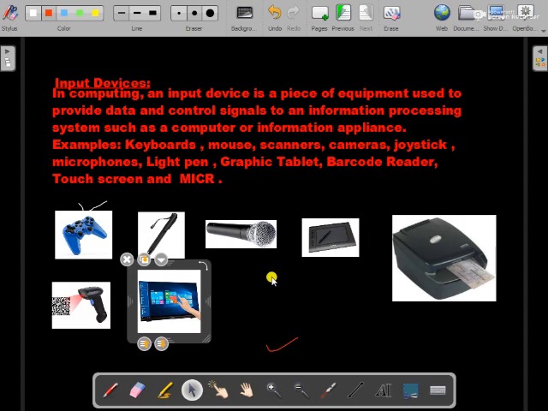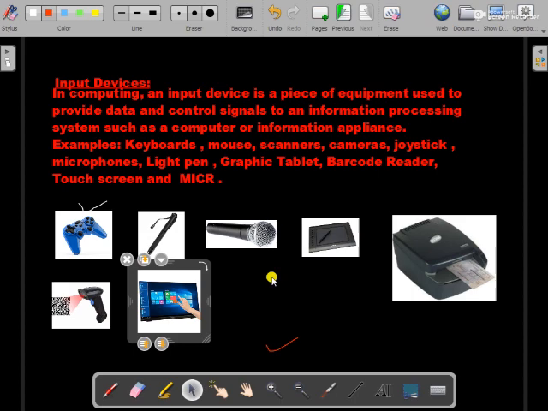And in our topic, the last input device is MICR. MICR stands for Magnetic Ink Character Recognition. It is a special type of device used for processing checks in banks. The number code at the bottom of the checks is written using a special ink called magnetic ink. MICRs are used to read these characters.